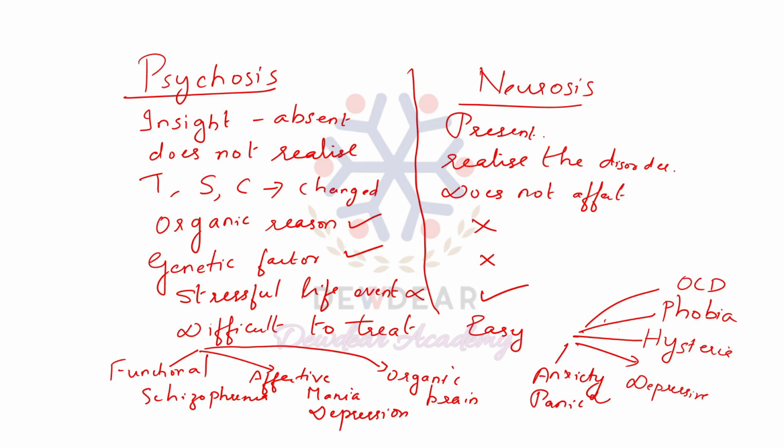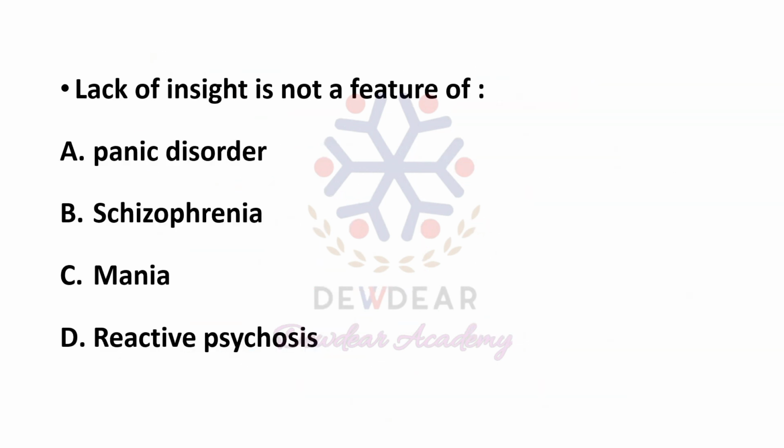For psychosis, insight is absent, and for neurosis, insight is present. So with this knowledge, read the question again. Lack of insight is not a feature of. The first option is panic disorder. Panic disorder comes under neurosis, and neurosis means insight is present. So lack of insight is not a feature of panic disorder. In schizophrenia, lack of insight is a feature, so this is not the answer.